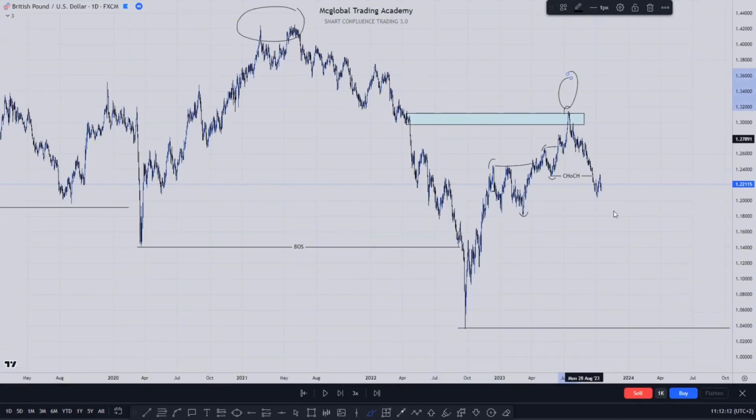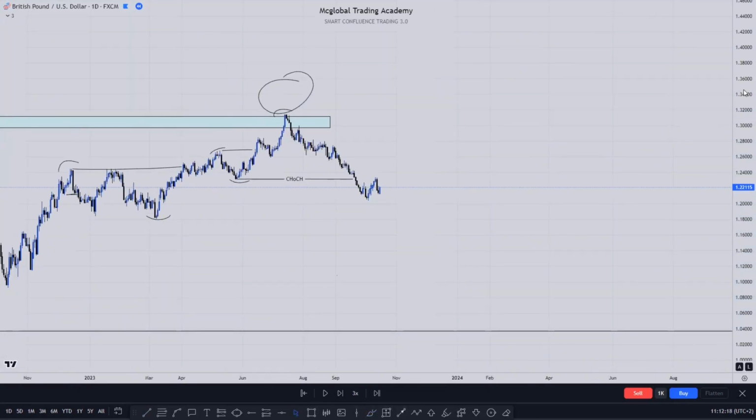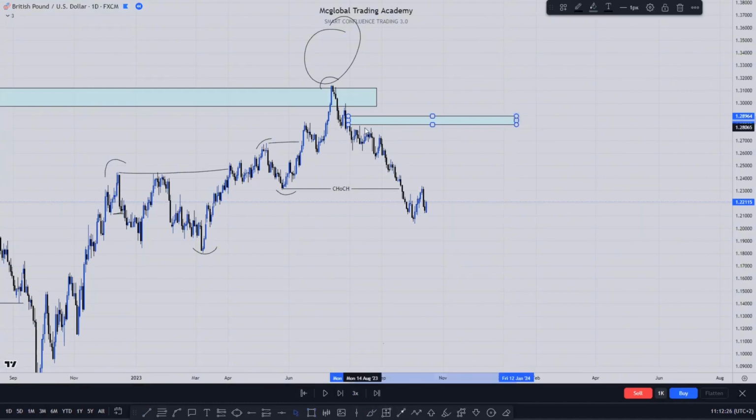So from there, remember I said I'm anticipating them to come all the way to the downside. After a change of character like that, the next thing that we need to identify is an untapped zone up there. I can say an untapped supply there. There's also liquidity there. This one was tapped, this one was tapped. Untapped supply, there's liquidity there.